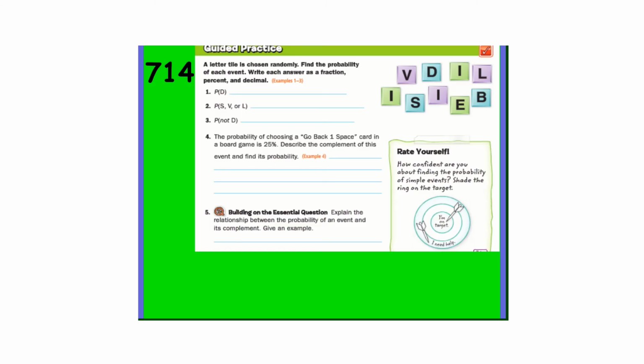Okay? So here's the guided practice. The letter tile is chosen randomly. Find the probability of each event and then write the answers as fraction, percent, and decimal. So number 1 says the probability of getting the D on the letter tiles. So just closing your eyes and drawing one. Number 2, the probability of S, V, or L. Number 3, the probability of not a D. So basically if you do number 1, you can do number 3 because it's just the opposite. And then go ahead and do number 4. So pause the video and try numbers 1, 2, 3, and 4.